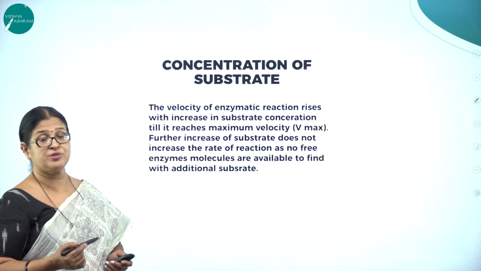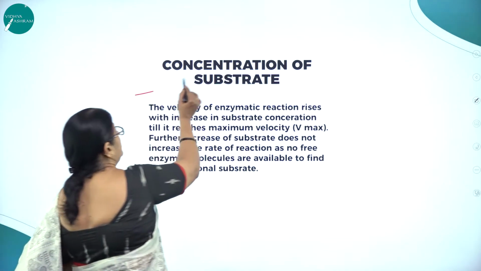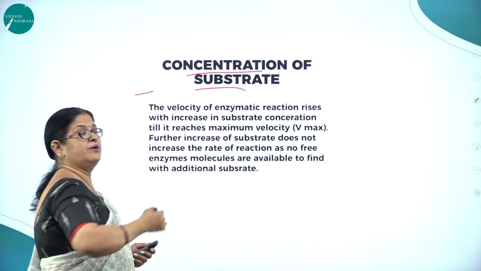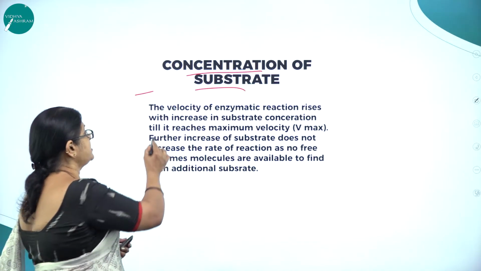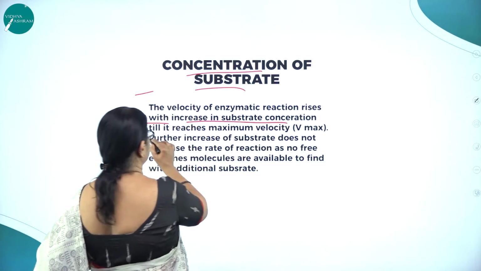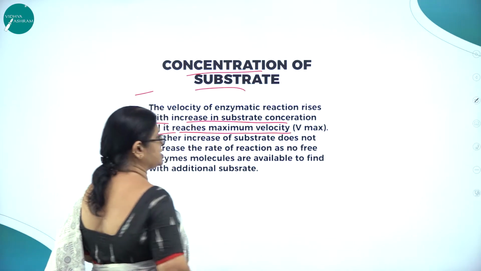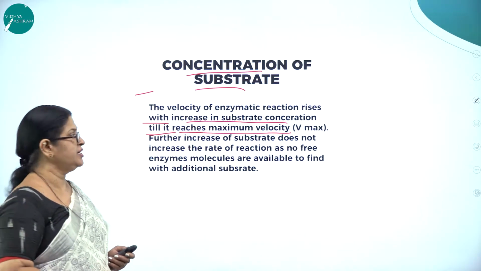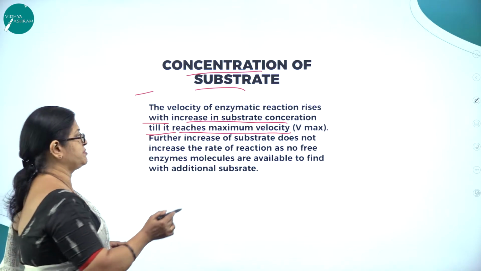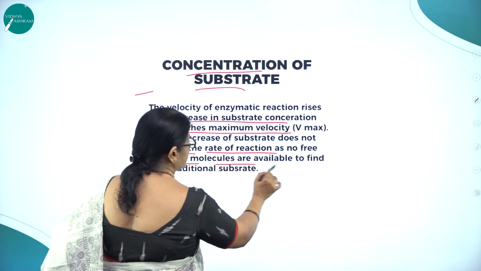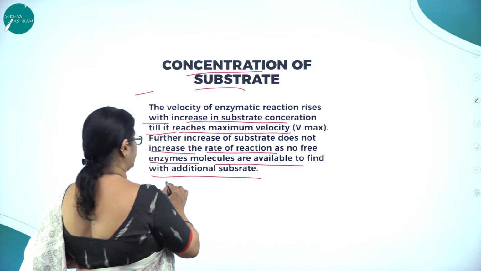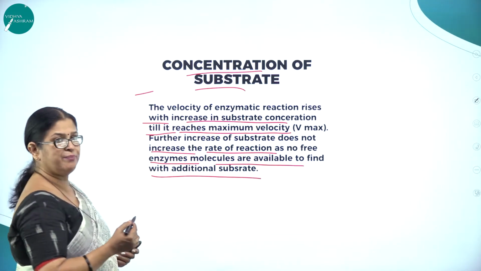Concentration of substrate also is one very important factor. So as we know, the velocity of enzymatic reaction rises with increase in substrate concentration till it reaches the maximum velocity called Vmax. Further increase of substrate does not increase the rate of reaction as no free enzyme molecules are available to bind with additional substrate. So very, very important.